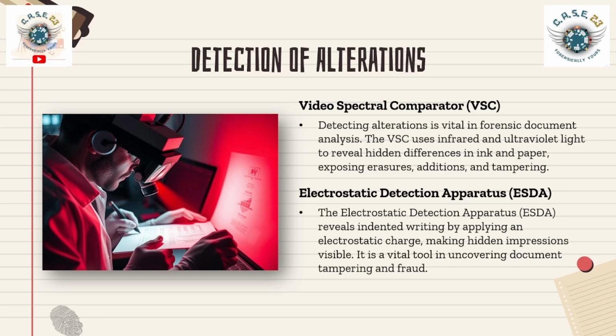For example, if someone tries to change the date on a contract using a different pen, even if it looks the same in normal light, the VSC can spot the difference. That is how important the VSC is in questioned document analysis. Now another amazing tool is the electrostatic detection apparatus, or ESDA.